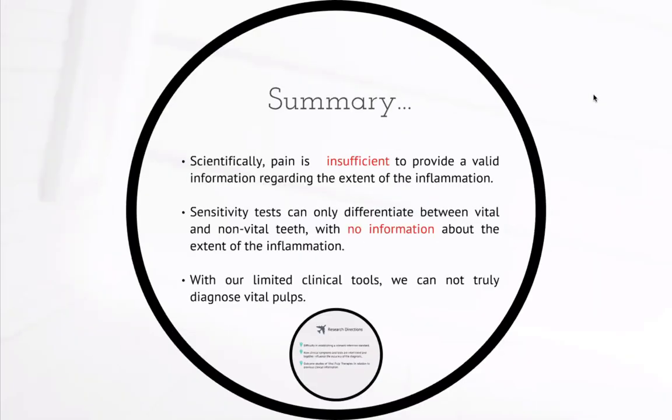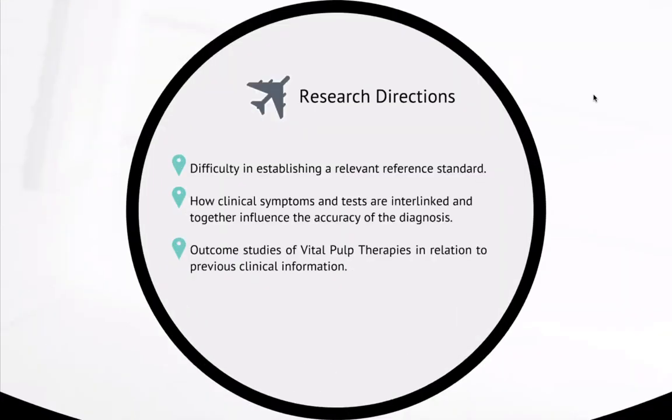To summarize this section of the presentation, scientifically, pain is insufficient to provide valid information regarding the extent of the inflammation. Sensitivity tests can only differentiate between vital and non-vital teeth with no information about the extent of inflammation. With our limited clinical tools, we cannot truly diagnose vital pulps. And for research directions, there is difficulty in establishing a relevant reference standard. It's not really practical to do histology. It's not practical to do visual inspection.